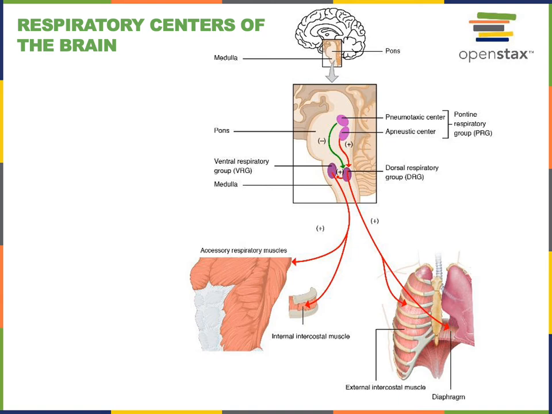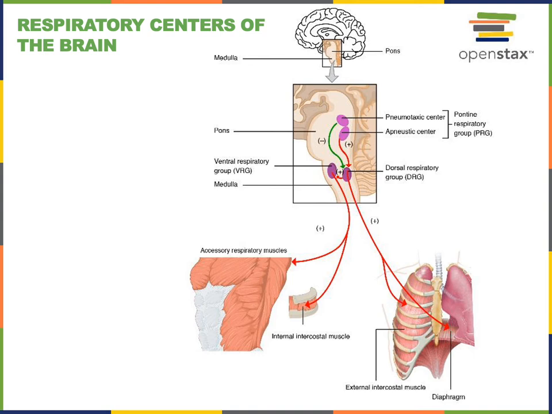Within the medulla oblongata, there are two regions, the dorsal respiratory group and the ventral respiratory group, that are the respiratory control centers. The dorsal respiratory group contains the cell bodies of the motor neurons that extend their axons out through the spinal nerves to stimulate contraction of the diaphragm and the external intercostal muscles, leading to inspiration.